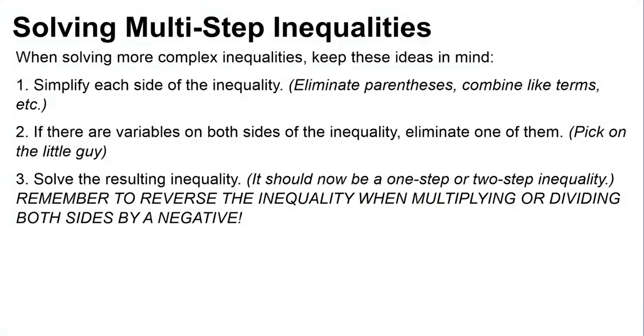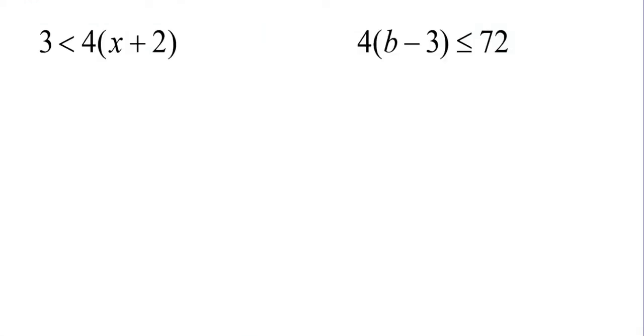So that's equations. Now let's look at inequalities, and we'll see that it's very similar concepts. When we're solving more complex inequalities, keep the same things in mind. We want to simplify each side of the inequality, eliminate parentheses, combine like terms, etc. And if there are variables on both sides, we're going to eliminate one of them by picking on the little guy, and then solve the resulting inequality. It should now be a one-step or a two-step inequality. But remember to reverse the inequality when multiplying or dividing both sides by a negative. We cannot forget that step. If you multiply or divide both sides by a negative number, you have to reverse the inequality symbol around.